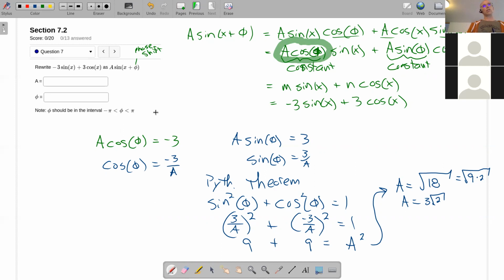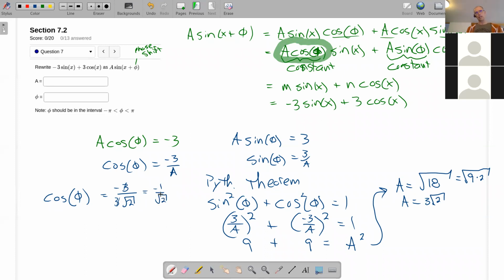And I think it doesn't matter which one I use. I'm going to go for the cosine. So let's say cosine of phi. I now know a, right? So I'm going to plug it in here, is negative 3 over 3 square root of 2, is what we calculated. That cleans up a little bit. The 3's divide out. So that's negative 1 over the square root of 2.